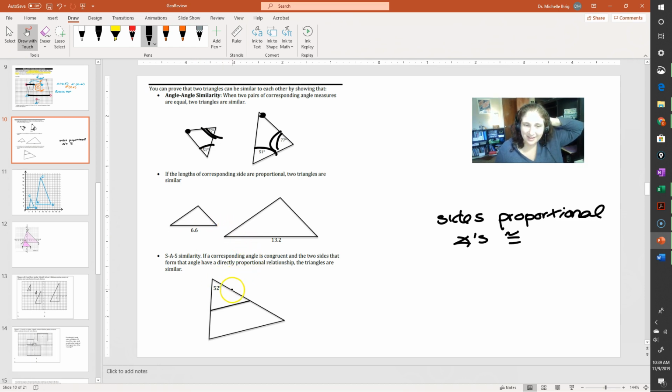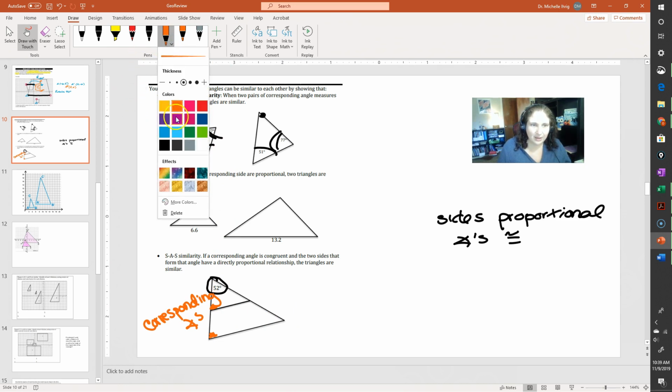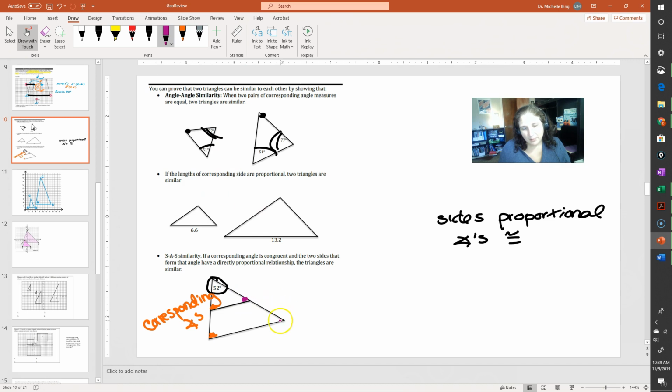Here it says side angle side. This is a cool one. See how they share this angle, right? Well, now we can see here that these angles here match up. And when these angles match up, they match up because they're corresponding angles. And we know that corresponding angles are congruent. So since those match up because they're corresponding angles, that means that these have to match up because they're corresponding angles, which means that we have the angles that are similar.